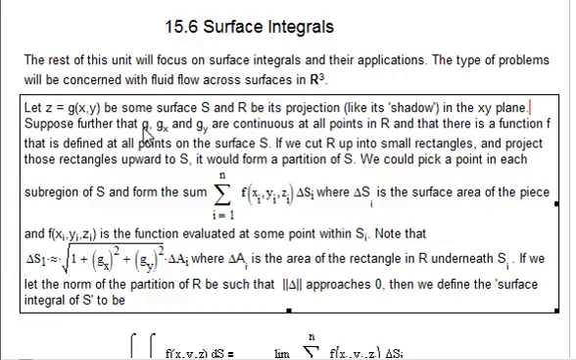Suppose further that g, the partial derivative of g with respect to x, and the partial derivative of g with respect to y are all continuous at all points in that region R, in the shadow, so to speak, and that there is a function f that's defined at all points on the surface S.